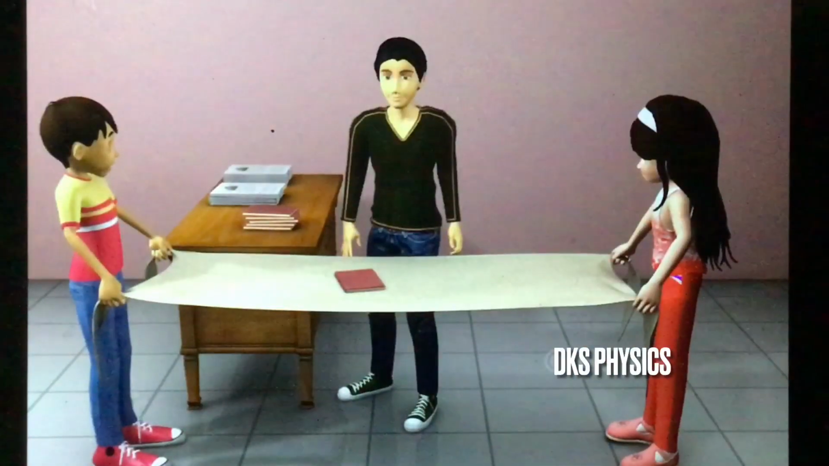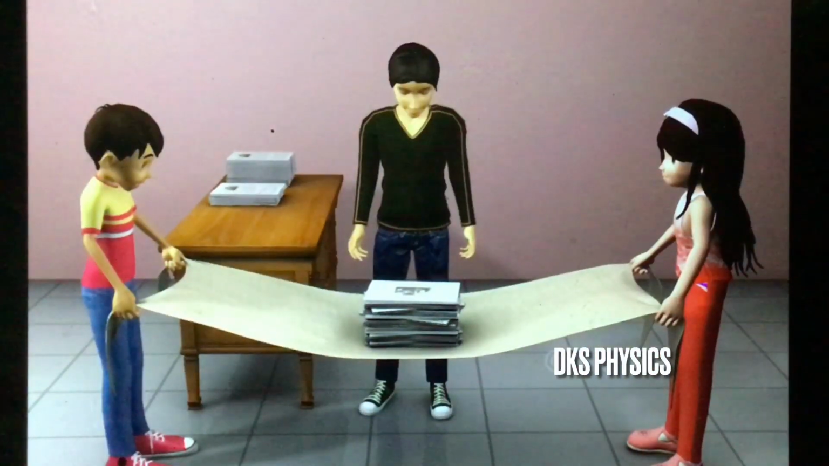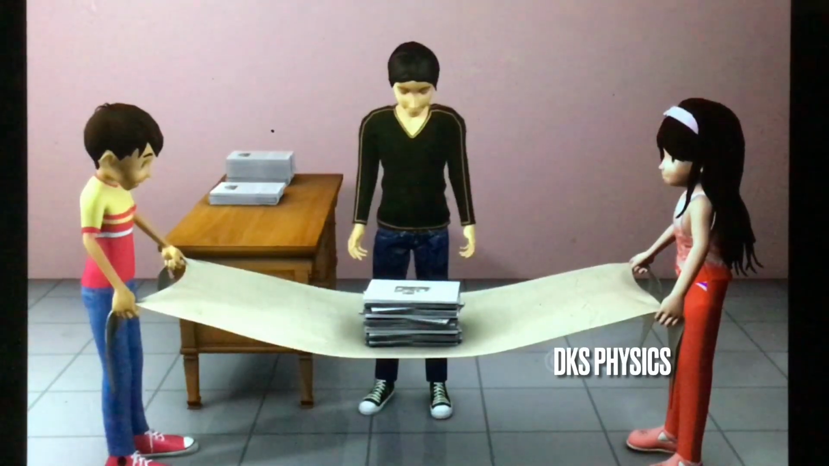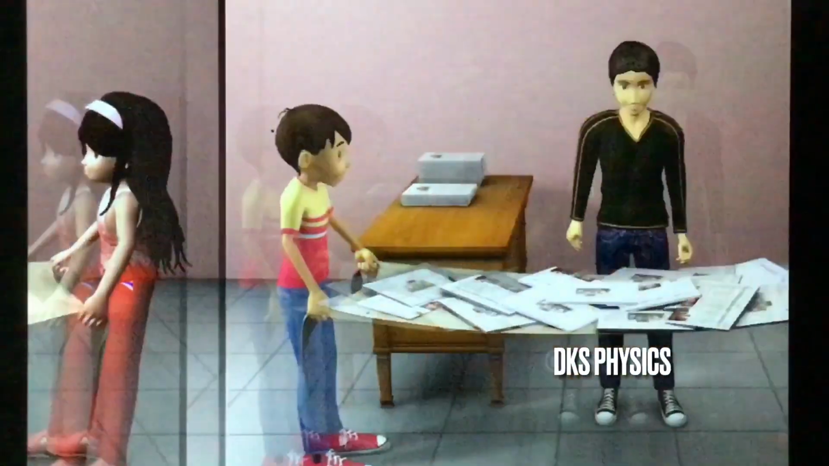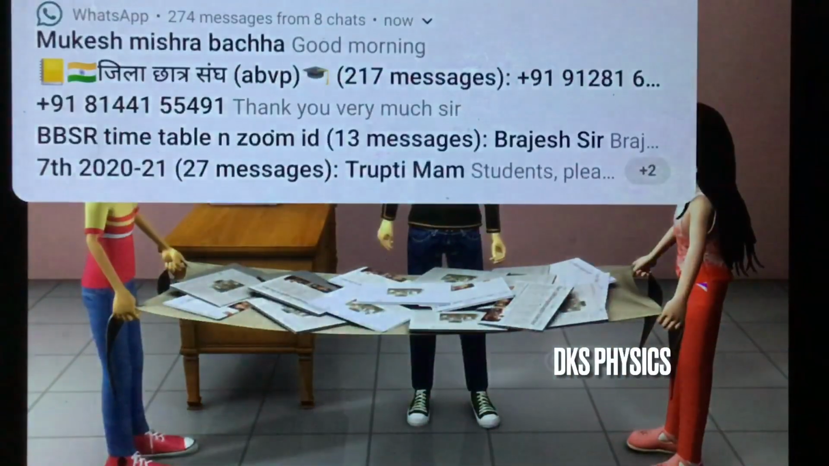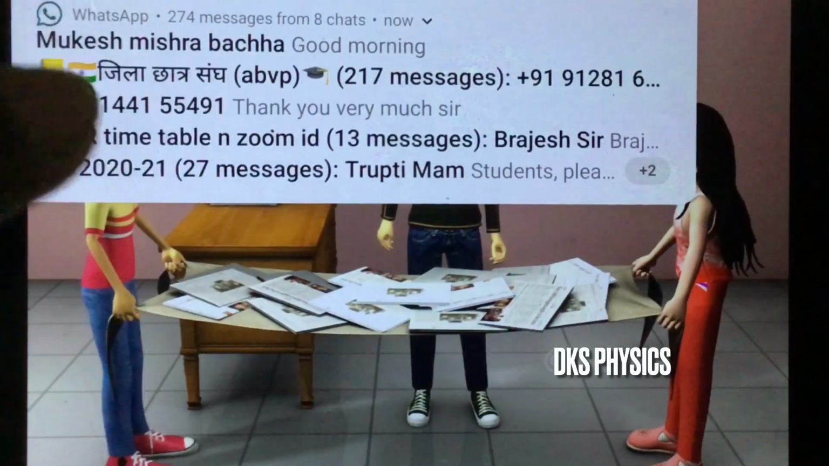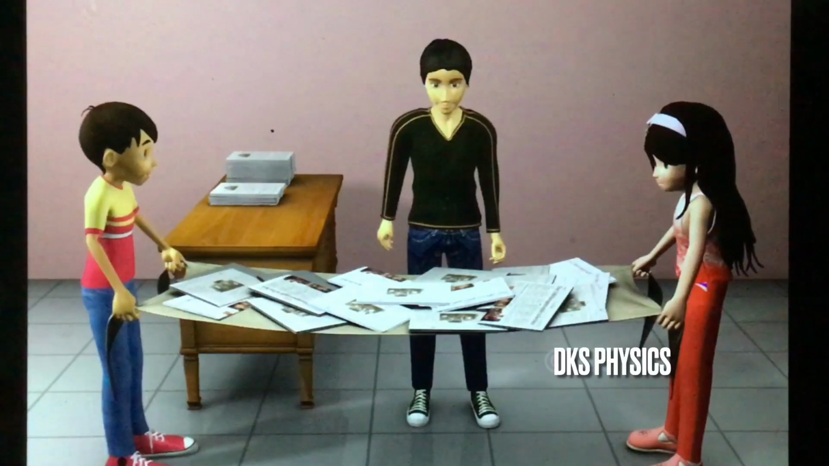The thin book has little weight. The cloth is able to support its weight, and hence it stays on top. The newspaper bundle exerts more weight than the thin book. The cloth is no longer able to support its weight, and hence it bends. However, if you distribute the papers in the bundle and place the same amount of weight spread along the cloth, it hardly bends the cloth.